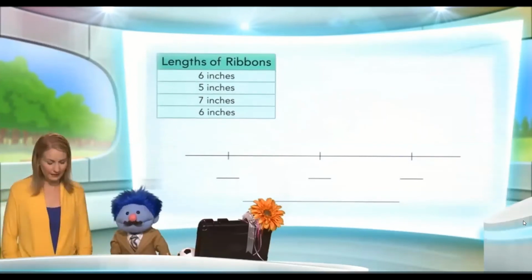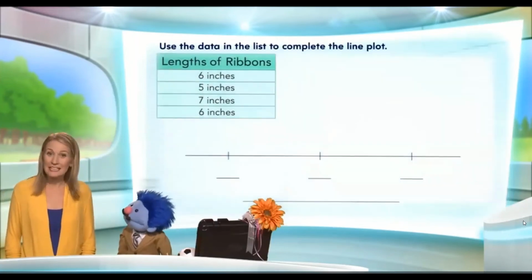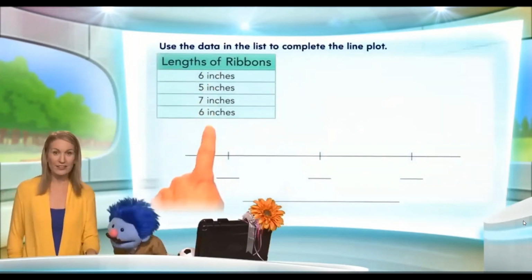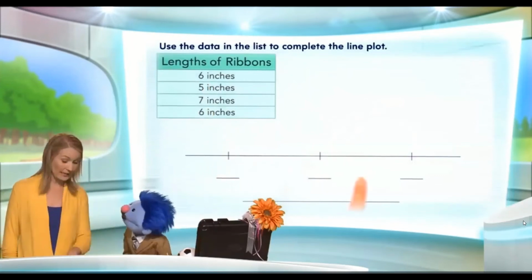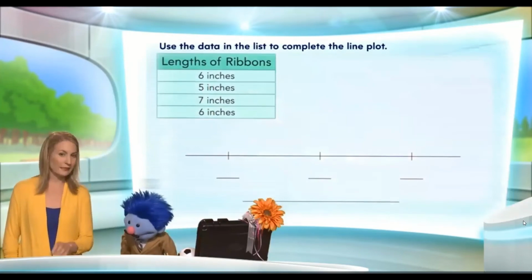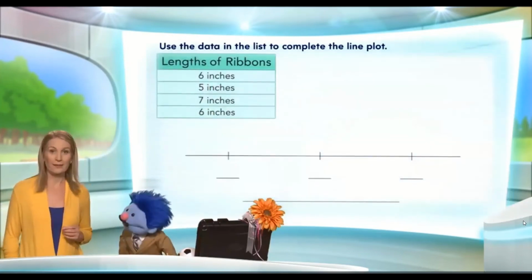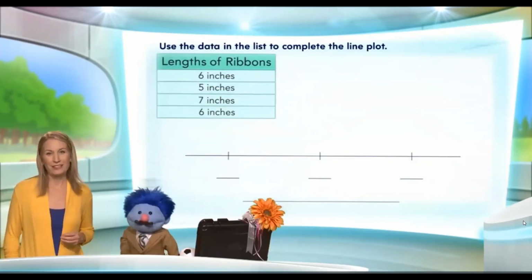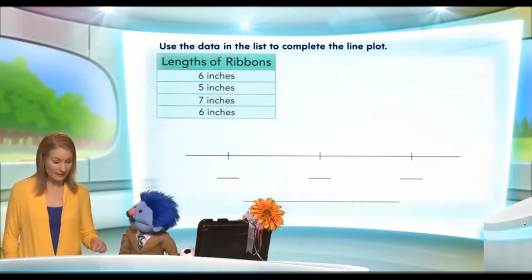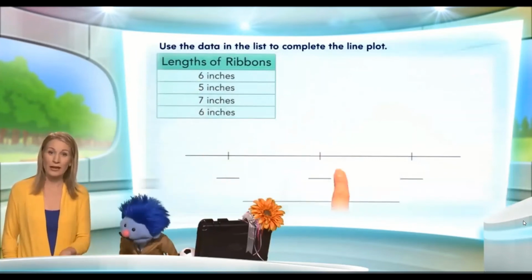Okay, then I'll decide. Now, our problem states that we should use the data in the list, this list right here, to complete the line plot. This is a line plot, and we're going to fill in the information right here. A line plot is a way to show data. And this list shows data that can also be shown on a line plot.